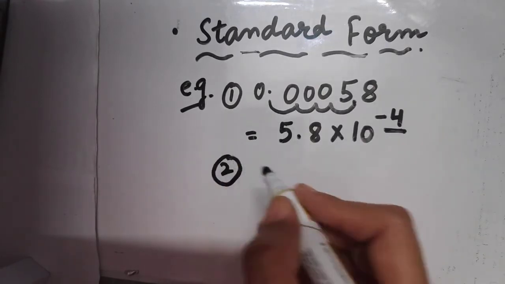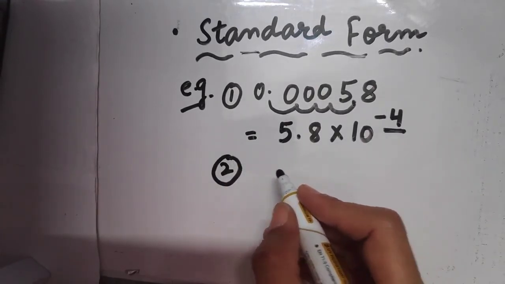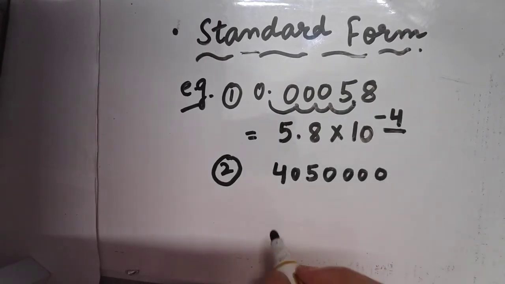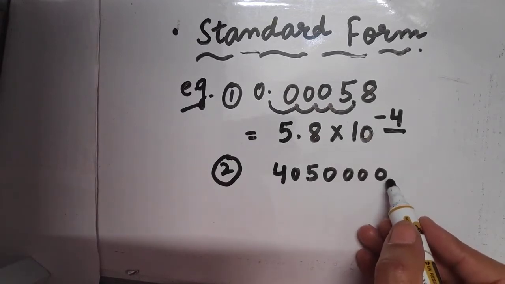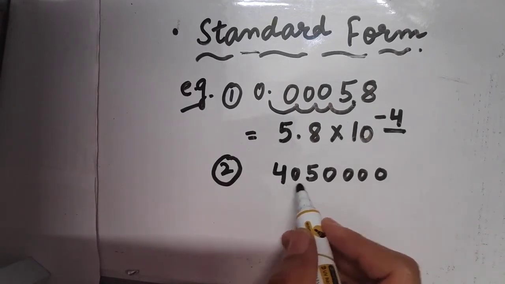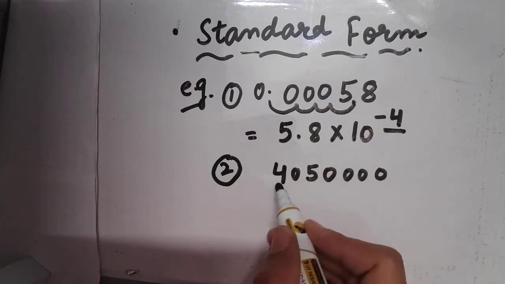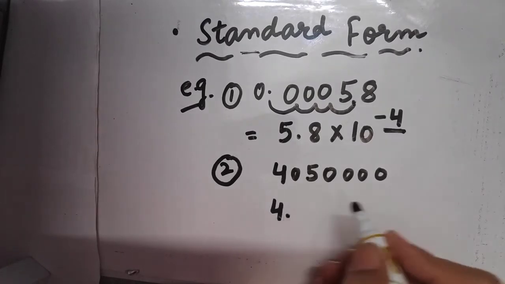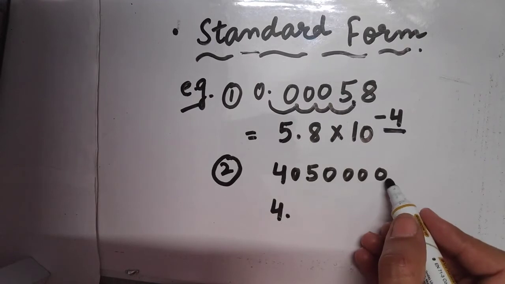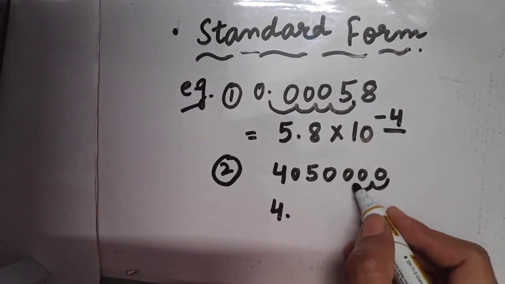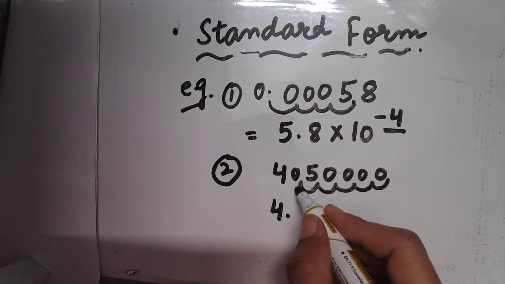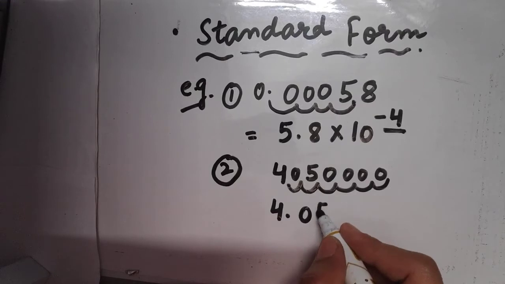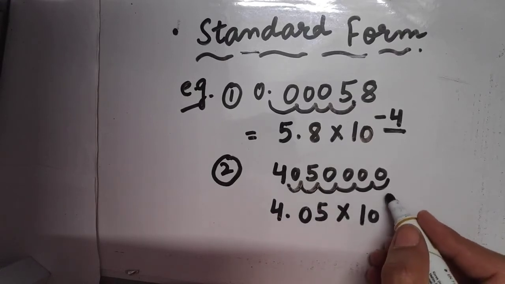Now let us take another example. The example is 405 and 4 zeros. Now here I need to take the decimal from the right hand side to the left hand side. Here no decimal is present, so from right to left I need to move the decimal. So it will be 4 decimal, till the last digit I need to move. So I am moving the decimal now. 1, 2, 3, 4, 5, 6. I will stop here. 4 decimal 05 into 10 raised to the power 6.